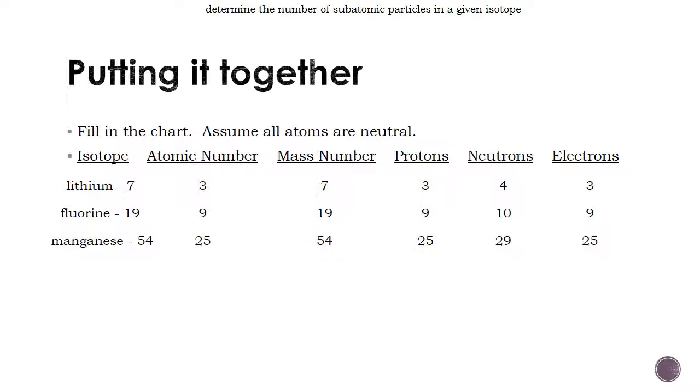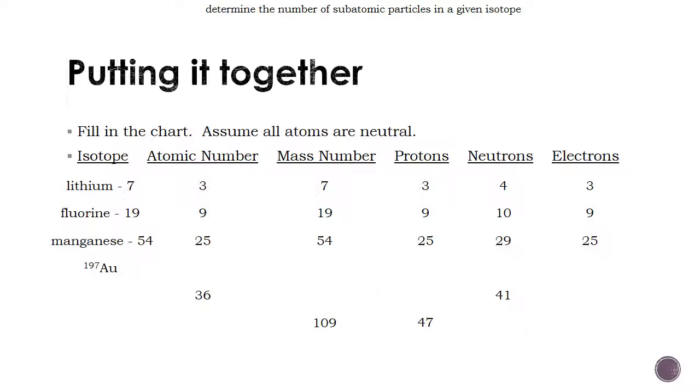Alright, I'd like you to try this more on your own now. So here are three others. I've given you some information on each of the three. Go ahead and pause the video, try to do it yourself, and then once you've done, play the video and see how well you did.